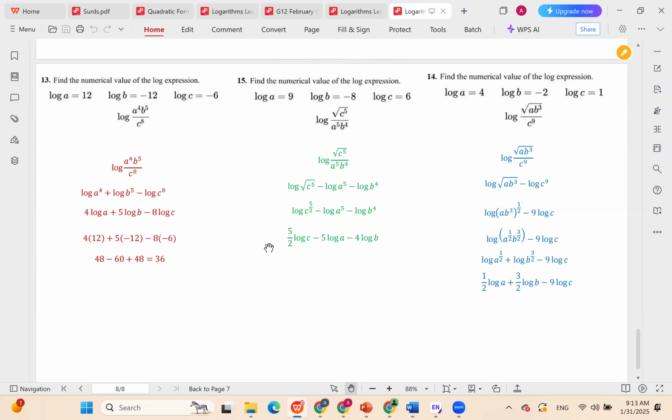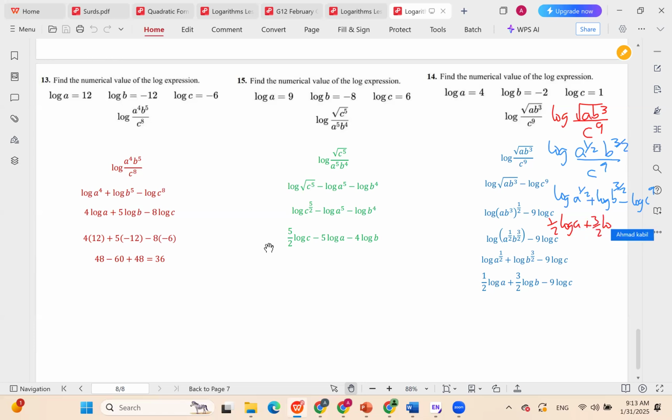For the last one, we have log root AB power 3 over C power 9. Now, the root here is covering both A and B, so we can rewrite this as log A power half B power 3 over 2 over C power 9. And this becomes log A power half plus log B power 3 over 2 minus log C power 9. We kick out the powers. We get half log A plus 3 over 2 log B minus log C. And we plug in the values.